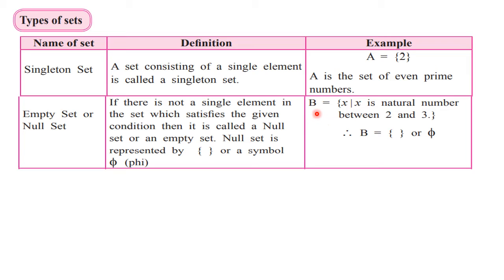Then the example: X is a set of all elements such that X is a natural number between 2 and 3. You know that natural numbers are 1, 2, 3 and so on. So between 2 and 3, no natural number is present, and therefore set B is an empty set. So either you can write B is equal to empty curly brackets, or you can write down this symbol phi.